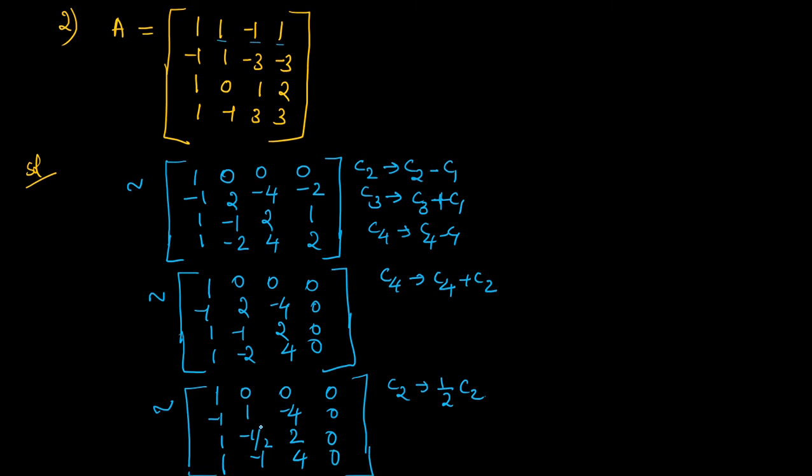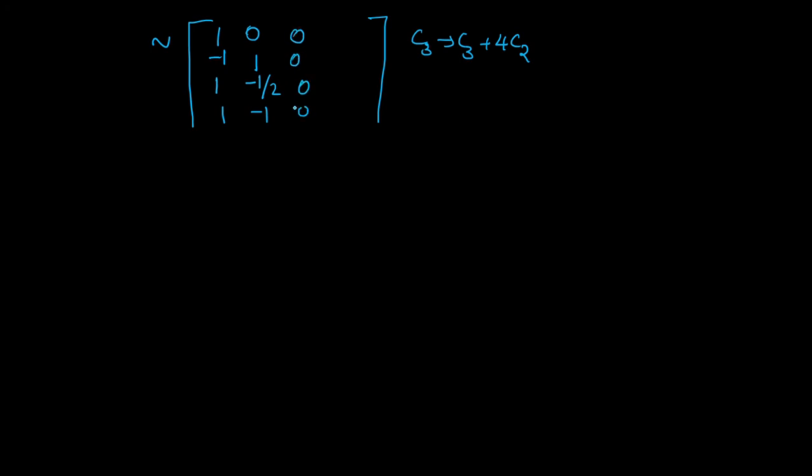Next we have to make all the elements to the right of this one to zeros. That is this element, we have to make it into 0. So use the transformation C3 gives C3 plus 4 C2. Then the third column will become zeros. This is a reduced matrix, and our reduced matrix contains two non-zero columns. Therefore, rank of the matrix is 2.